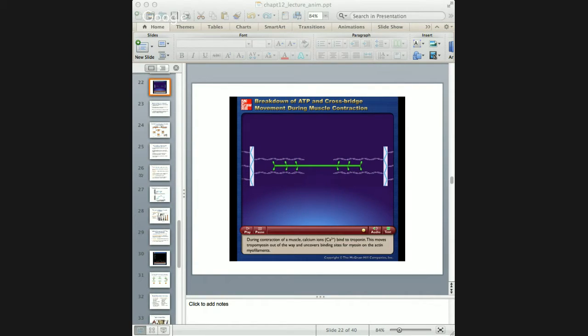So every time your muscles contract, know that what is happening is that all the sarcomeres along the length of the muscle cells are actually contracting and closing up like you're seeing here.